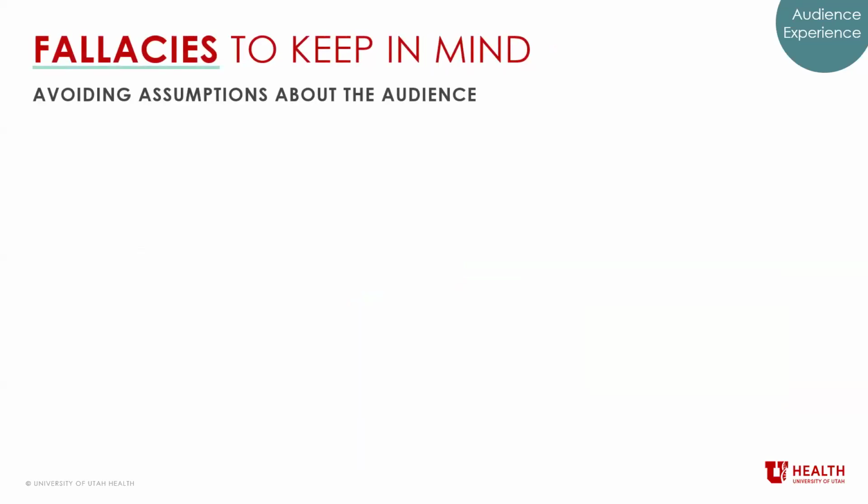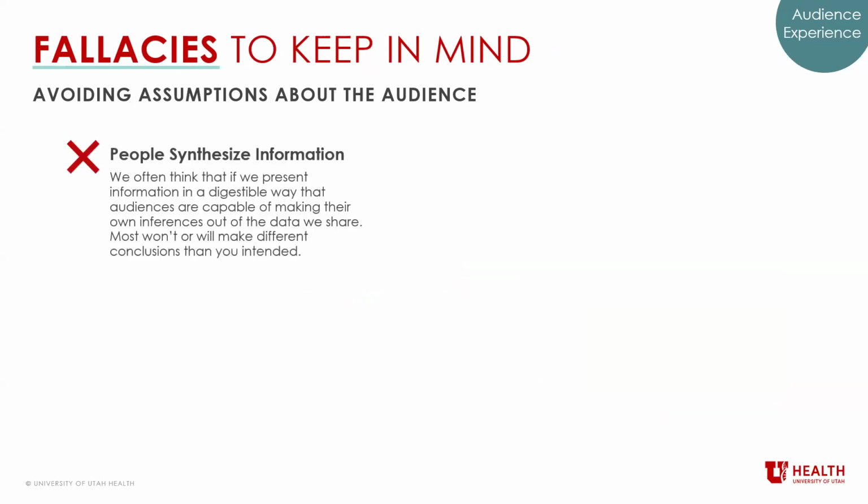Next, I want to talk a little bit about fallacies to keep in mind as you're thinking about your audience. So, avoiding some assumptions about the audience as you're preparing your presentation. The first is that people synthesize information. And I think this can be critical working in academia. We often think that if we present information in a digestible way, the audiences are capable of making their own inferences out of the data we share. Most won't, or they will make different conclusions than you intended.